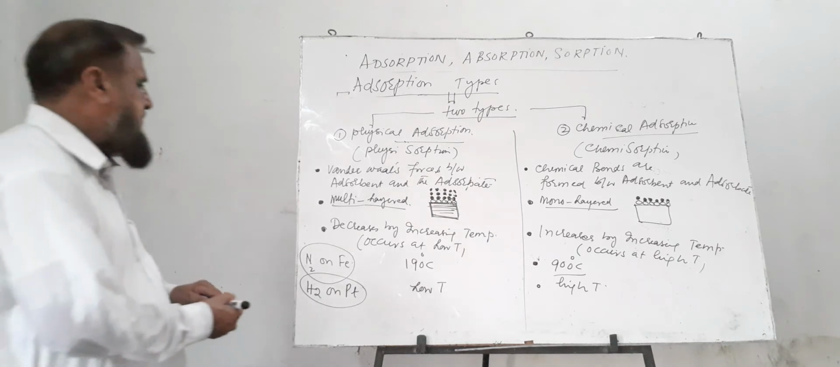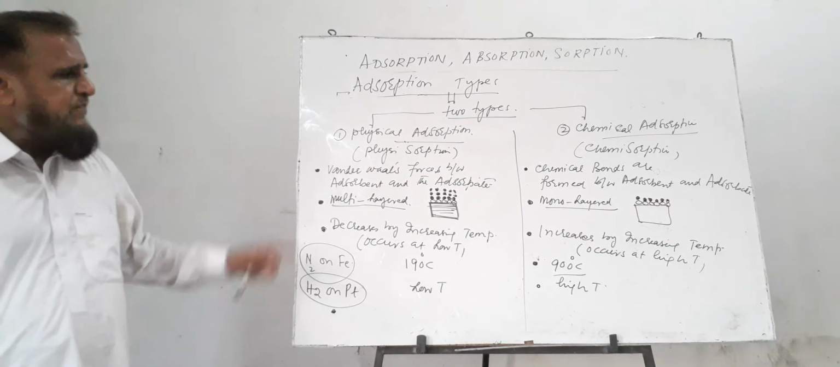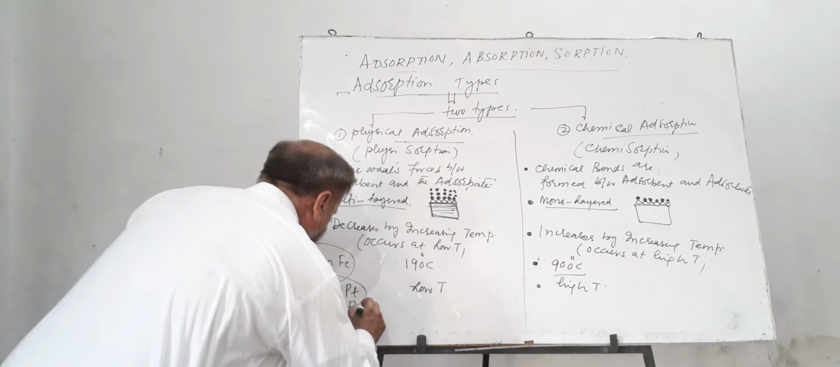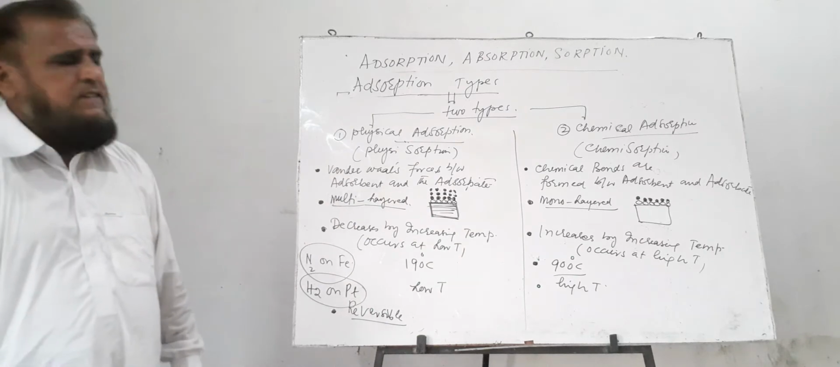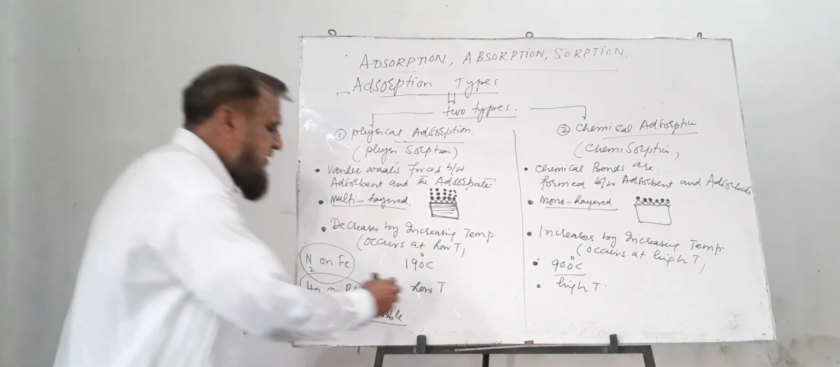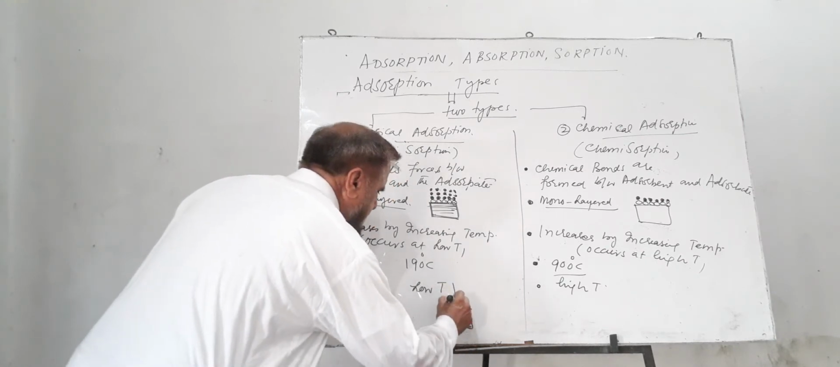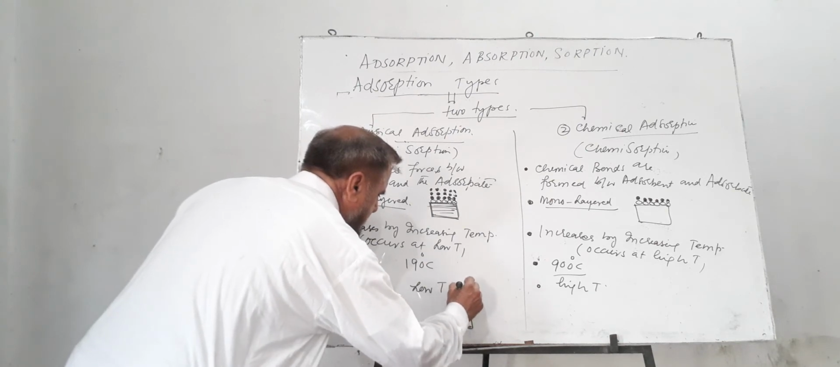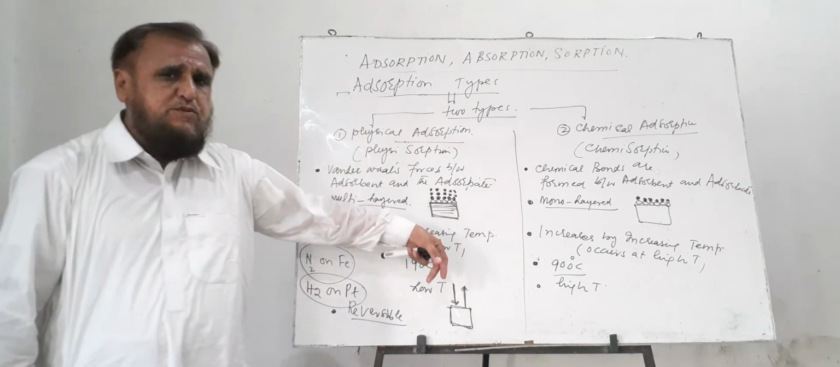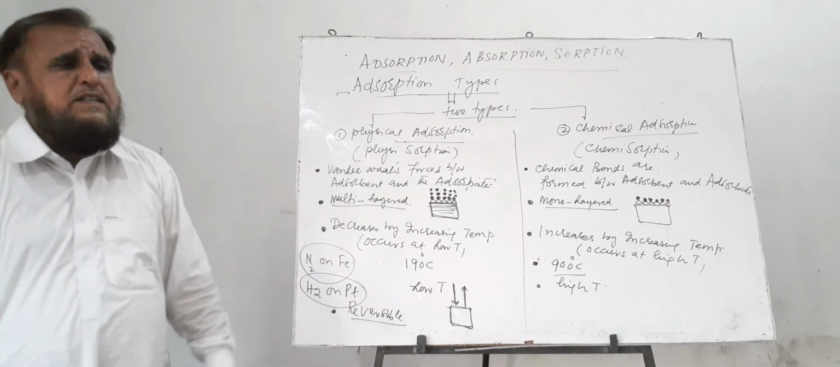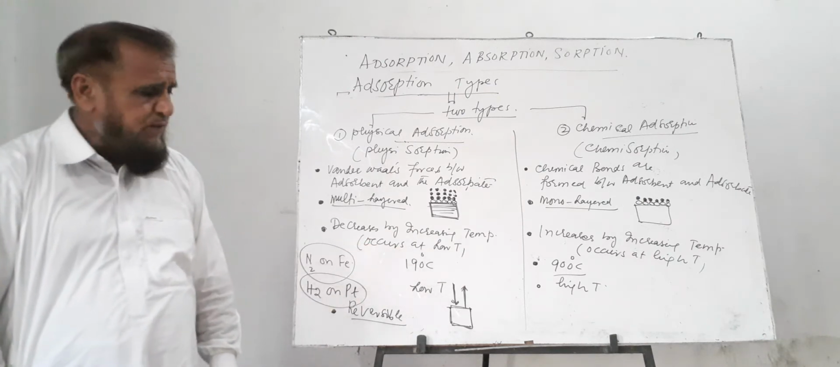Fourth difference between physical adsorption and chemical adsorption is that physical adsorption is a reversible process. We can perform the adsorption process and desorption process by controlling the temperature. At low temperature, adsorption will occur, and at high temperature, desorption will occur, and at a certain temperature there will be a dynamic equilibrium between the adsorption and the desorption process.